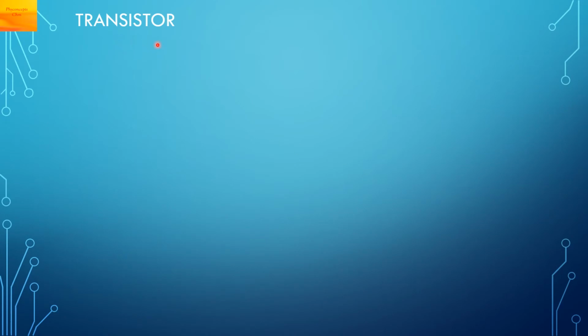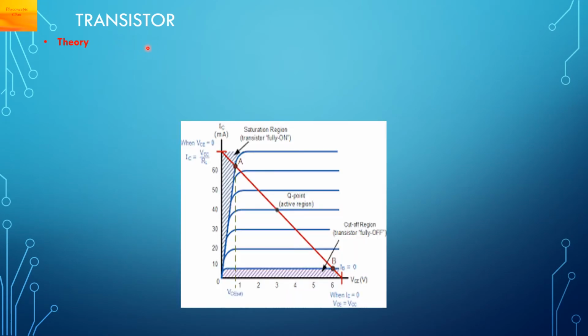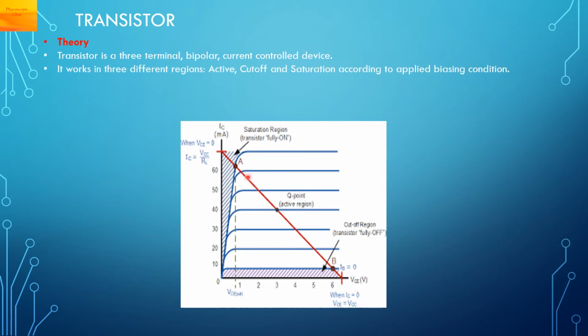Transistor. Transistor is a three-terminal bipolar current-controlled device. If you see the characteristic graph of the transistor, it is made up of three different regions. One is the active region, this region. Second is the saturation region, that is this. And third is the cutoff region, that is this one.